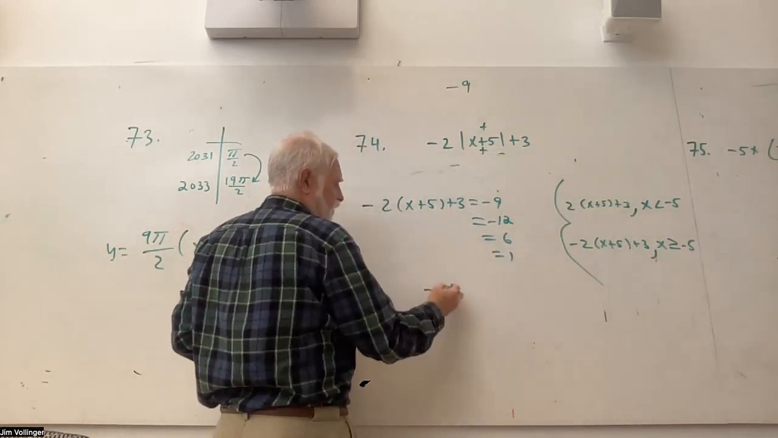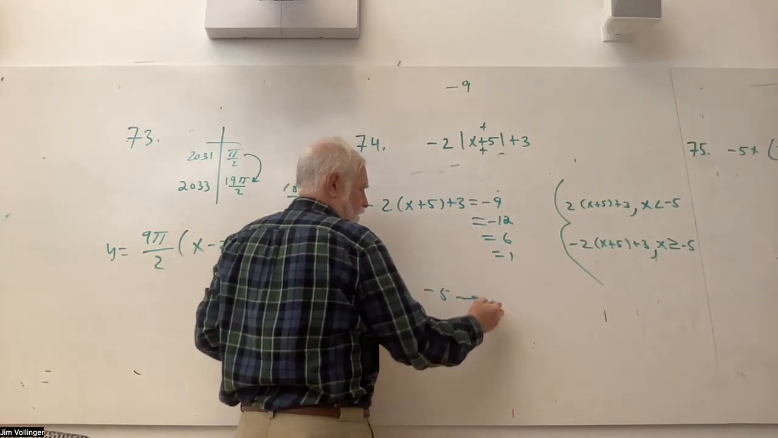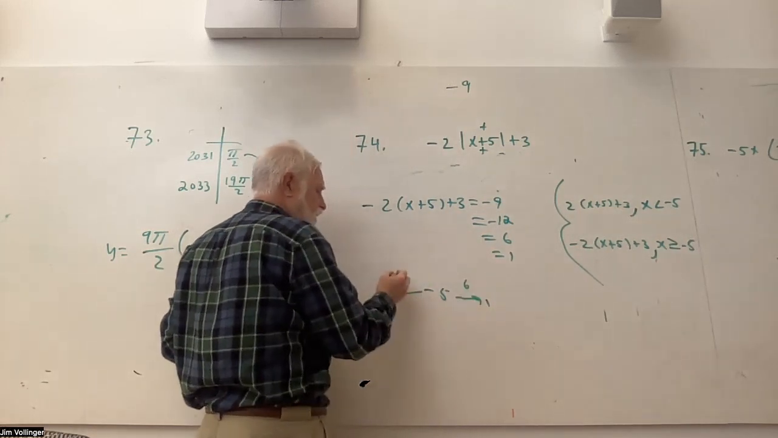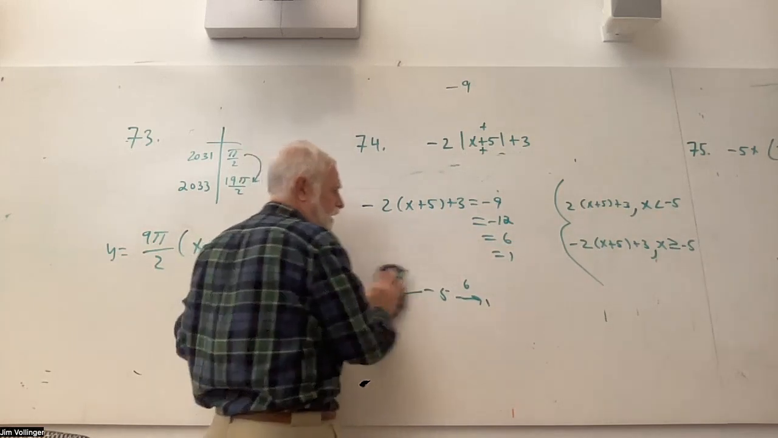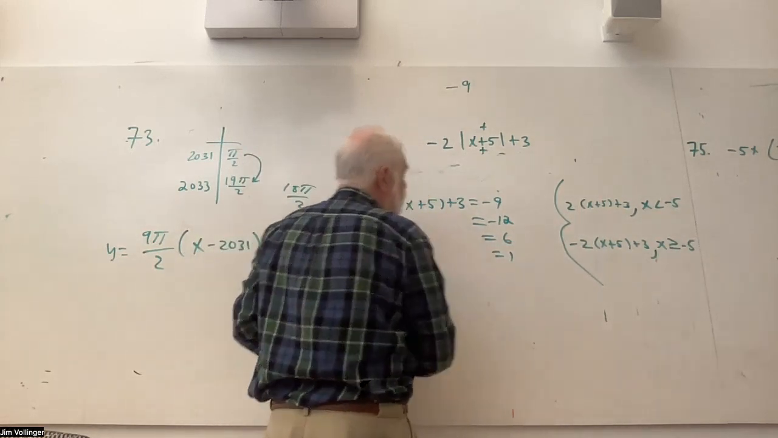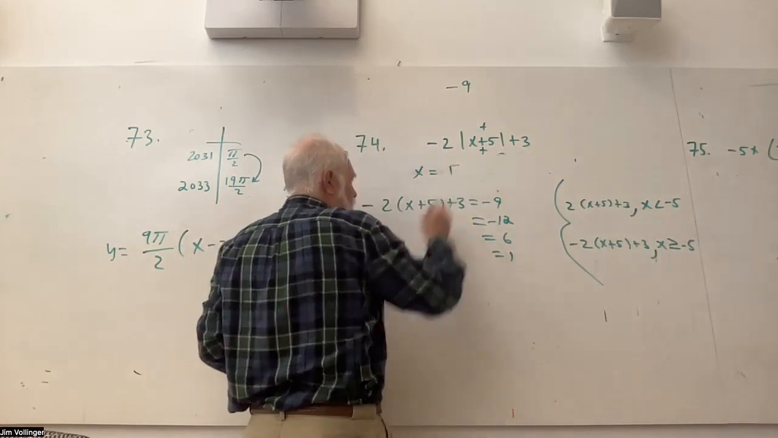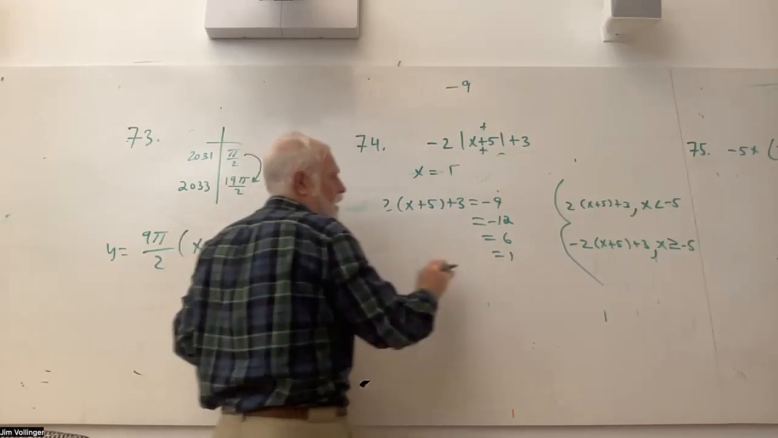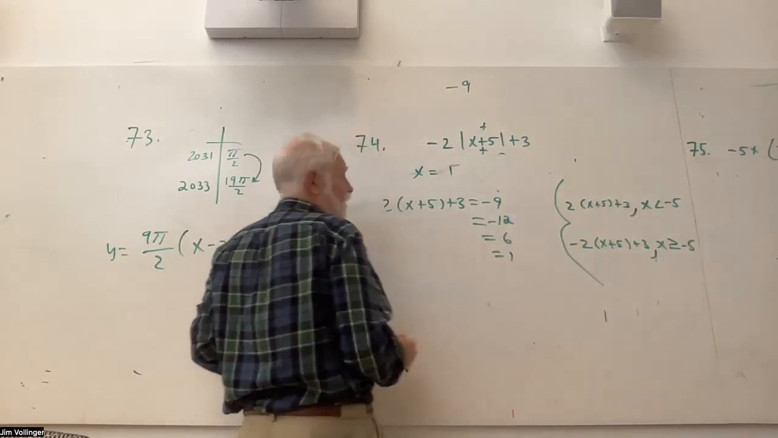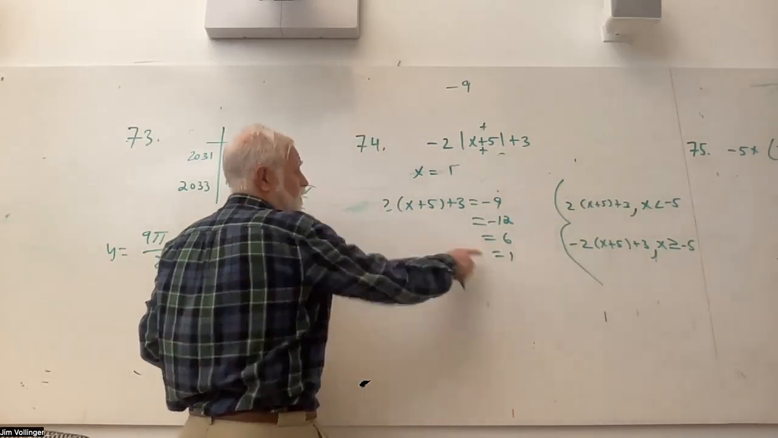And how far is negative 5 to 1? 6 units. So it's probably 6 units in the other direction. Probably taking us to negative 11, but let's find out. So right now, one of our answers is 1. Now the other branch is the one that's going up, and that's the left side. So yeah, it's going to be smaller than 1.